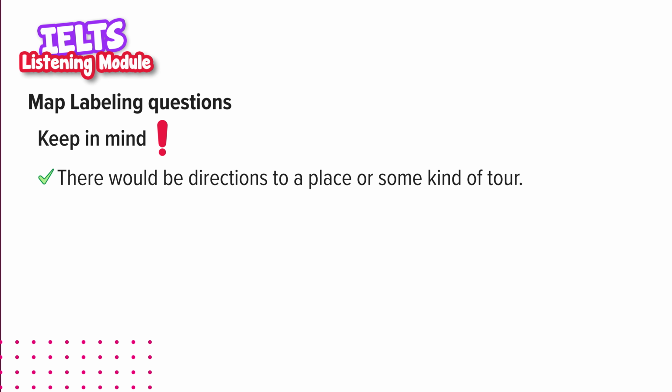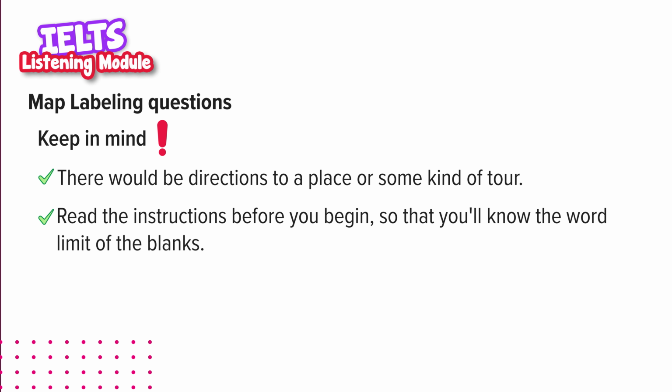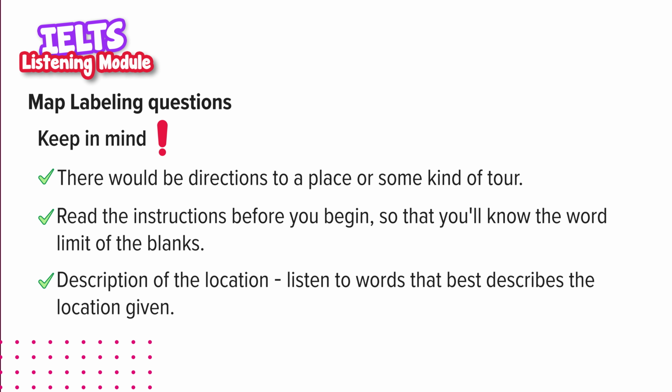For example, there would be directions to a place or some kind of tour. Read the instructions before you begin so that you'll know the word limit of the blanks. Description of the location: listen to words that best describe the location given. For example, below the park, next to the supermarket, etc.